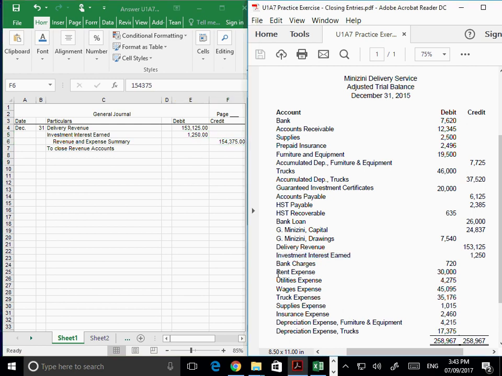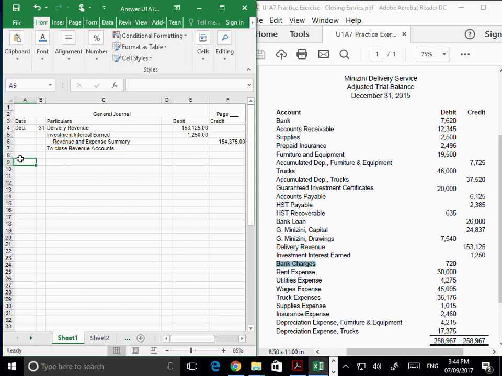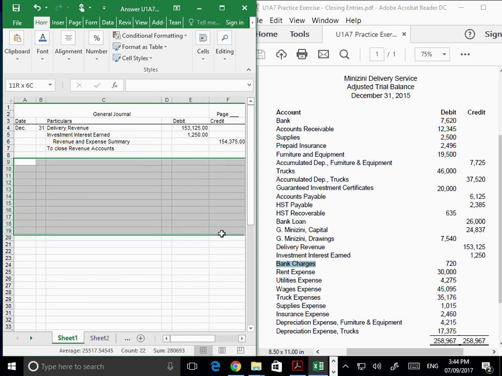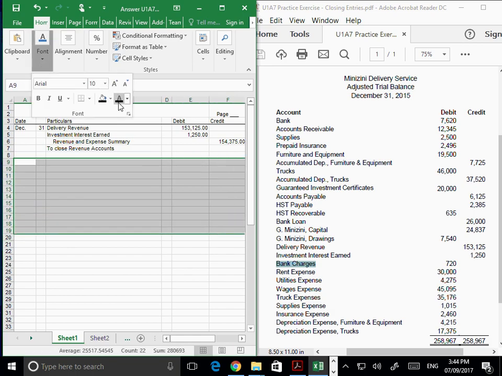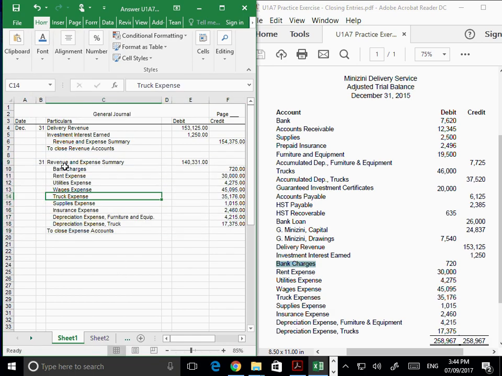The next thing I would do is I would close out all of the expense accounts, and I'll show you how to do that when I reveal it. This time what I'm going to do is I'm going to use this account here, revenue and expense summary, but I'm going to debit it. Why do I debit it?